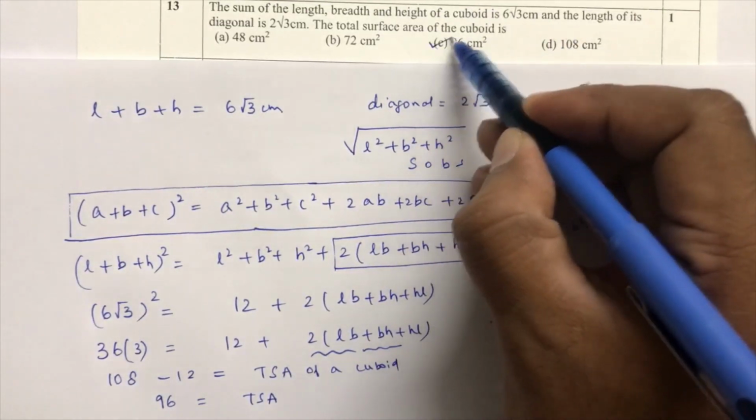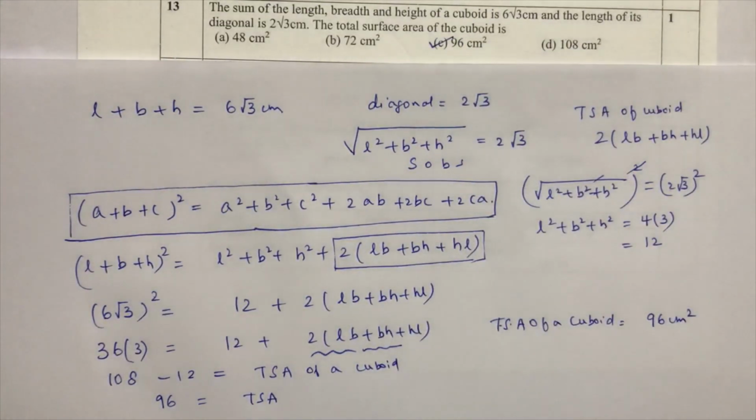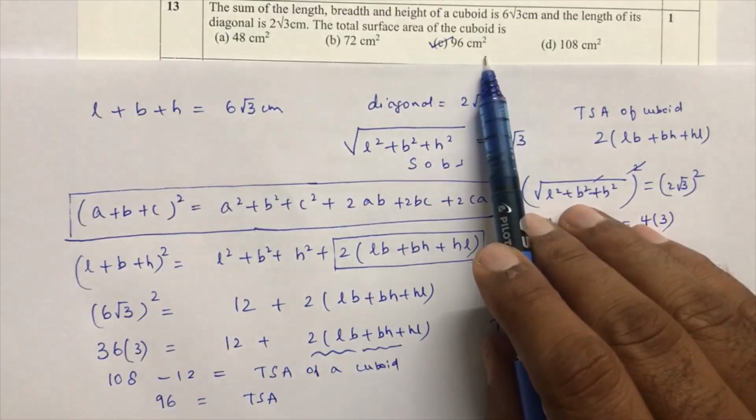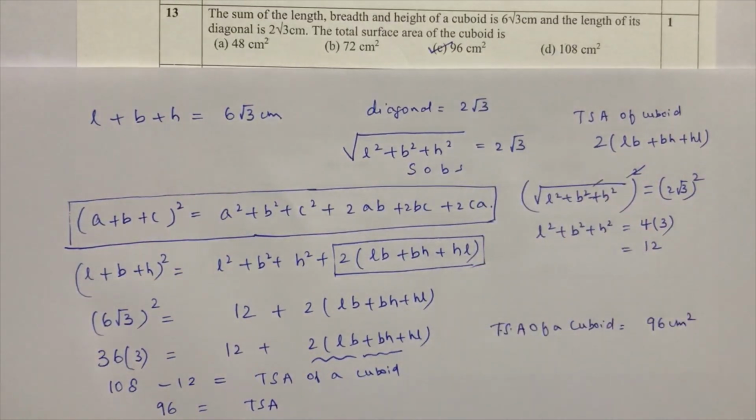So this problem is completely based on the 9th class identity, (a+b+c) whole square. So the correct answer is C, 96 centimeter square.